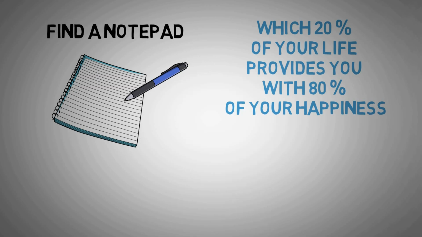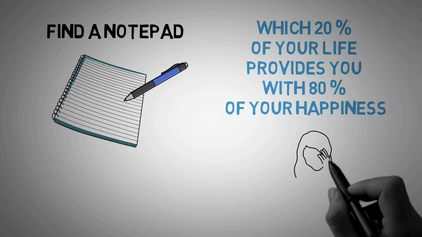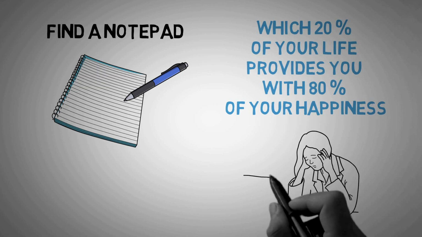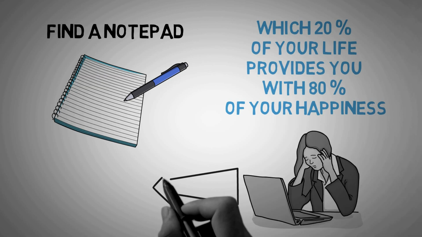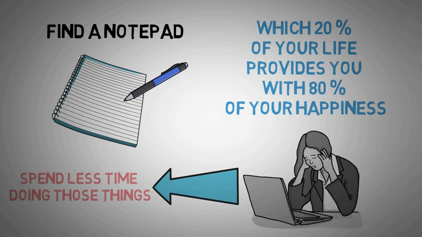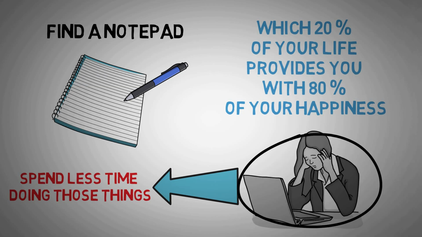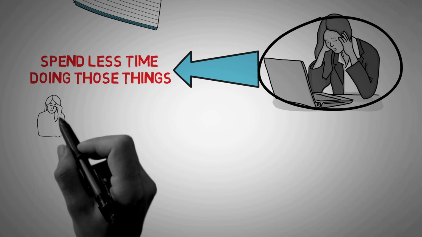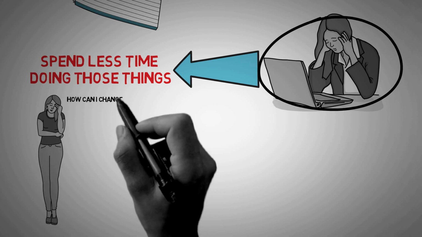Okay, good. Once you have defined the 80% of your life that creates little to no happiness, it is time to take action. And that is to simply spend less time doing those things. Let's use the job situation as an example again. If your job makes you unhappy, then try to think of ways to change that.